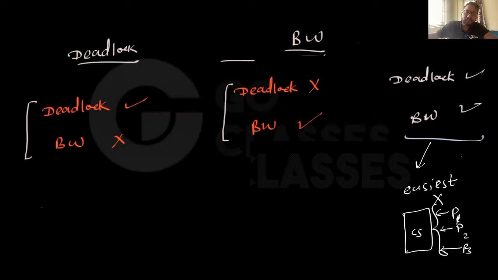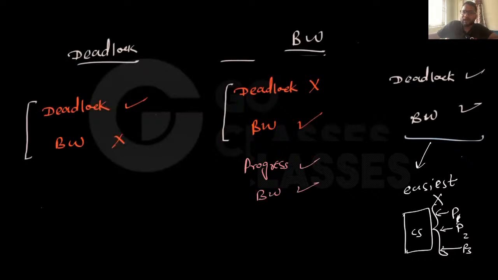Now, let's see a case where deadlock is not there. You do not have a deadlock, but bounded waiting is satisfied. That's also a very nice case. This is the same as saying that deadlock is almost the same as progress. Deadlock is not there, which means progress is there. So basically, it means that progress is there and bounded waiting is also satisfied.